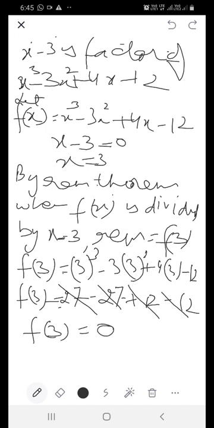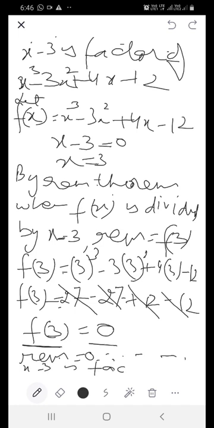So what is f(3)? The value of f(3) is the remainder. Remainder is equal to 0. Therefore, by factor theorem, x minus 3 is a factor of f(x). If the question says show that it is a factor, in that case you have to show the remainder as 0. But if the question says it is a factor, in that case it means the remainder is known to you. That is, remainder is 0.